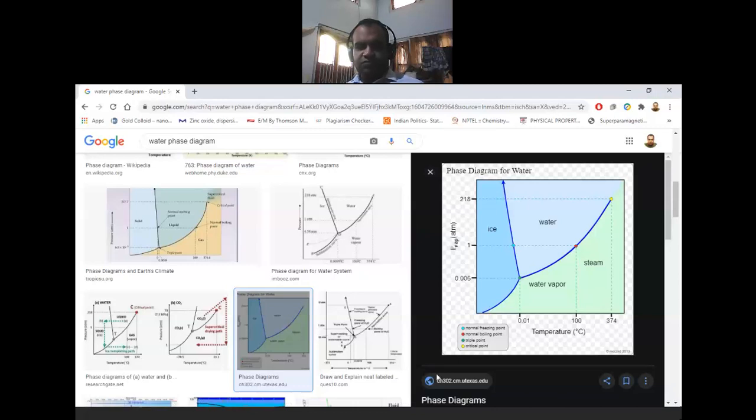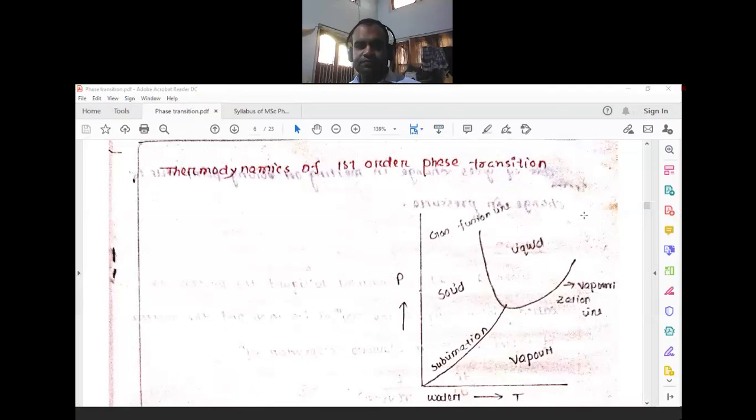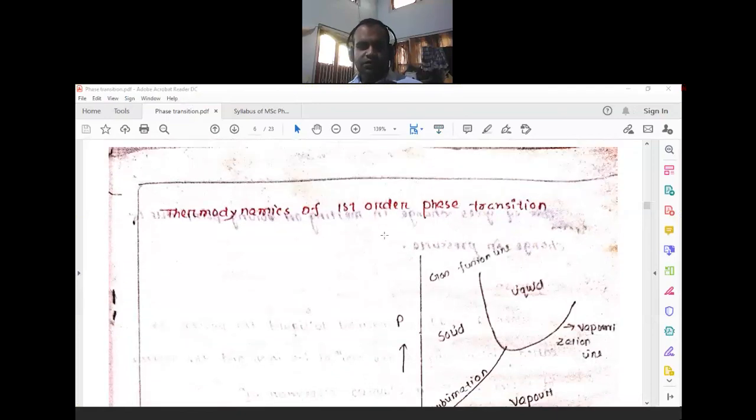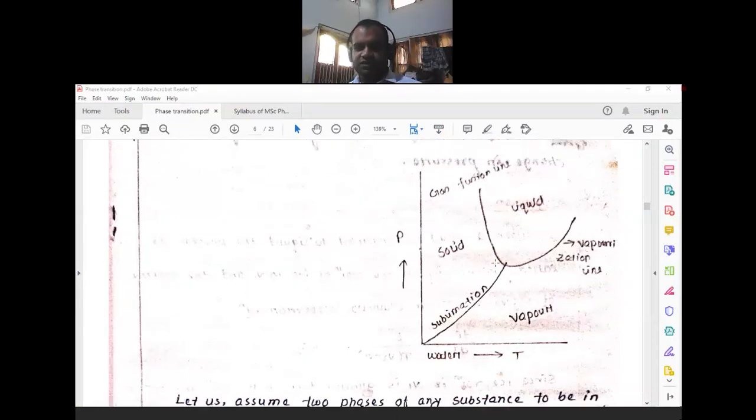Okay, so now let us go back to the topic, which is the thermodynamics of first order phase transition, and then we will learn about second order phase transition. So let me share. Where is it? Here. Okay, so thermodynamics of first order phase transition. This is the same figure as the one I showed you just now, but here the drawing is not very accurate, so I showed you the other figure. So there are three curves.